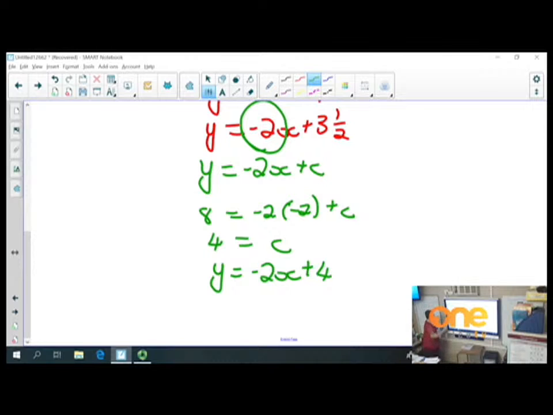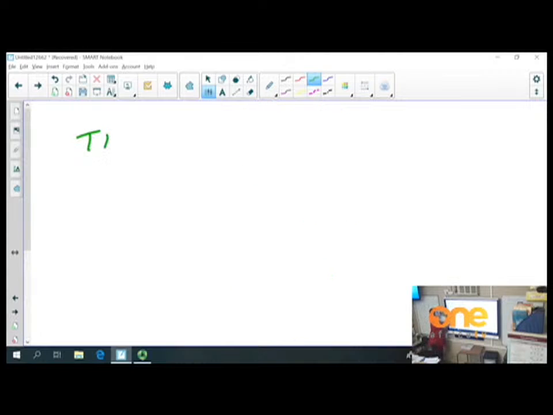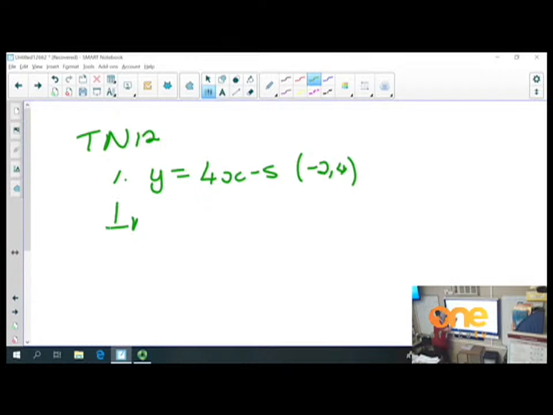Okay, so now we look at try now 12. The first one. Find the equation of the straight line perpendicular to y is equal to 4x minus 5, passing through the point negative 2, 4. Okay, so now it becomes a little bit more tricky because now we need the perpendicular one. And what did we say? When is it perpendicular? If it is change of sign reciprocal. So that means, what is this perpendicular m going to be?